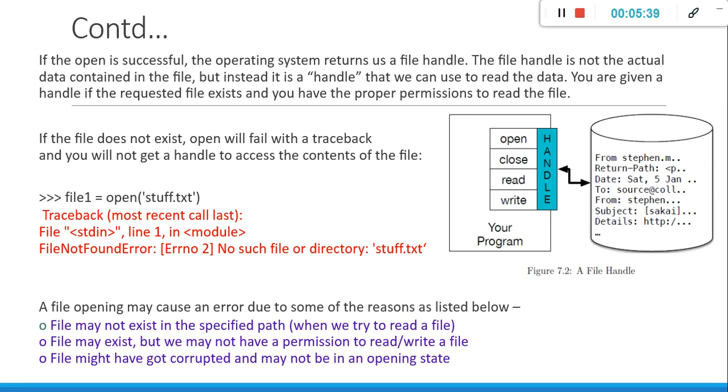So what are the different types of errors that might occur when you are trying to open a file and it is not successful? As we know, the file may not exist. Even though the file exists, we may not have enough permission. For example, if you are trying to access the admin's file, you will not be able to get that file. Or the file may be corrupted.